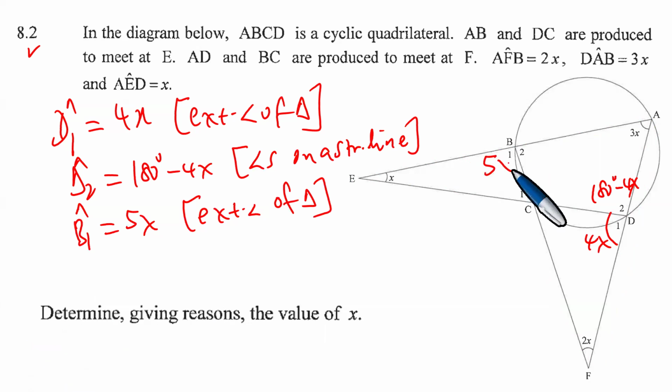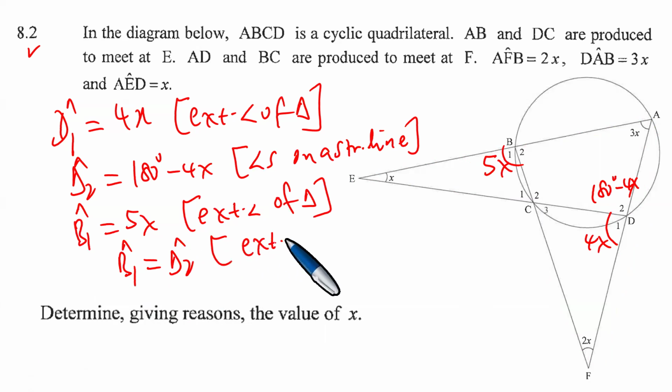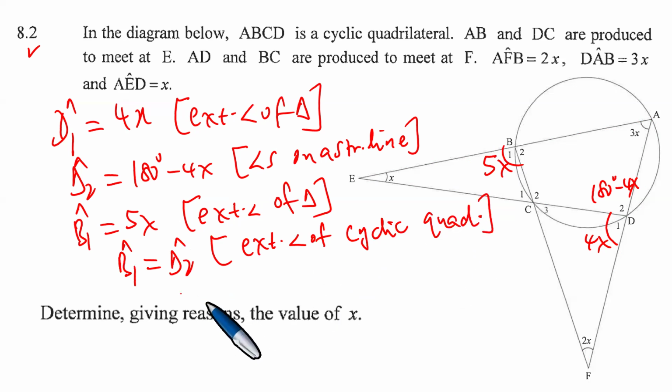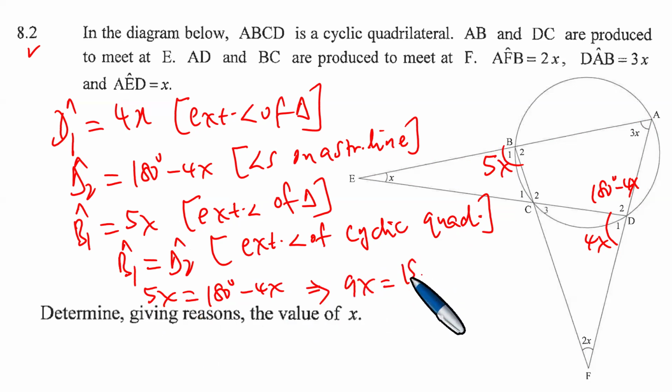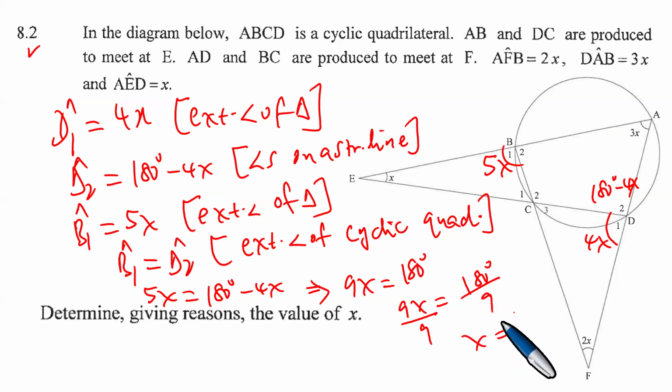Okay, so we have that this one is 5x. It's equal to this, so that the angle B1 is D2, exterior angle of cyclic quad. The B1 is 5x. The D2 is 180 degrees minus 4x. So right now you say 5x and that which is 9x is 180 degrees. So you divide 180 by 9, you get 20 degrees.